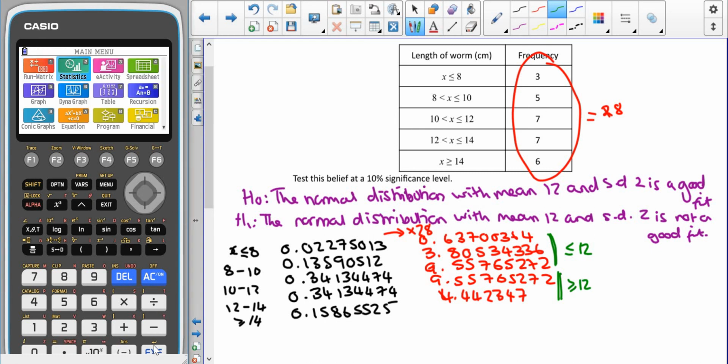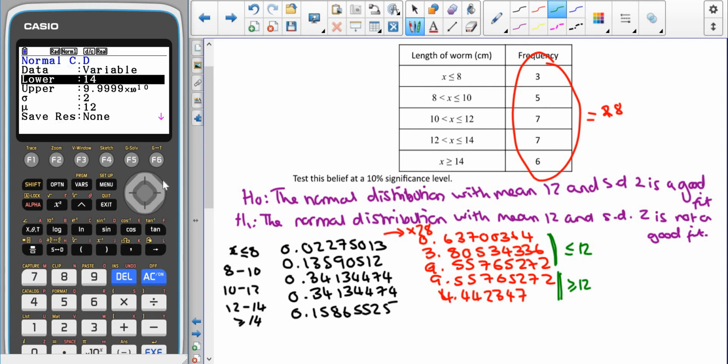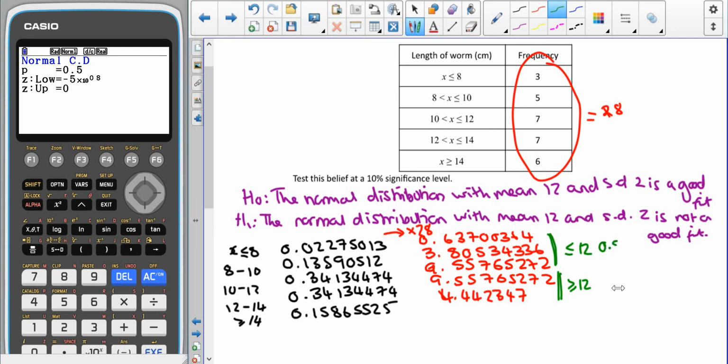So back into dist, norm, NCD, and hopefully this won't be a surprise to you when you get this answer here. So our lower is minus a big number, our upper is 12, and we get 0.5. Okay, because it's halfway. The mean's in the middle. It's a symmetrical distribution, which means the mean equals the mode equals the median. So that means that when we times that to find our expected values, we'd get 14 and 14. For our observed values, that means that I'm pulling together these top three here, which would give me 15, and I'm pulling together these bottom two here, which would give me 13.